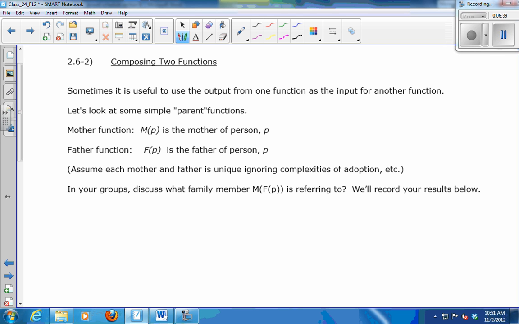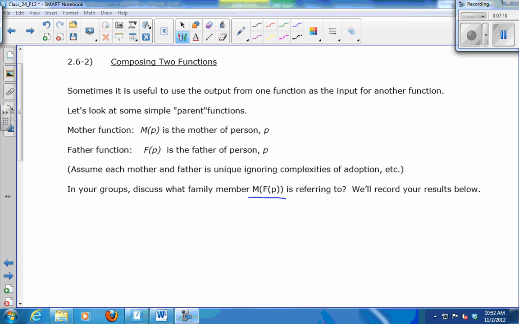So here are some simple parent functions. We have the mother function, M of p, which is the mother of person p, and the father function, F of p, which is the father of person p. We're going to assume each mother and father is unique, ignoring various complexities. Okay. In your groups, I want you to try to figure out what M of F of p is referring to. What does M of F of p mean?